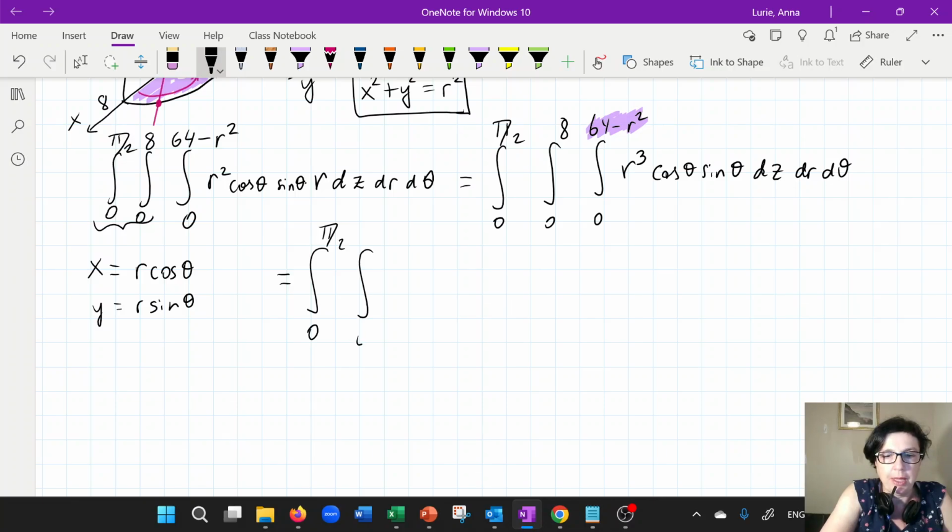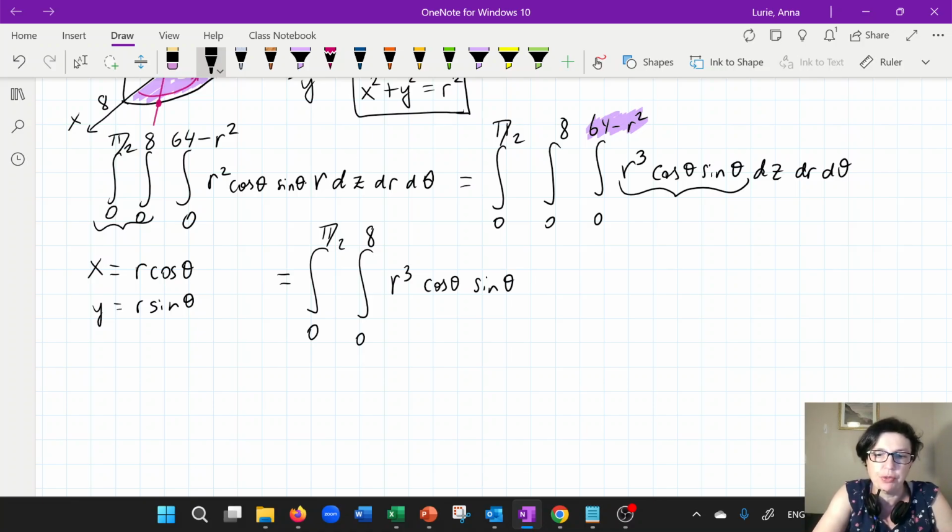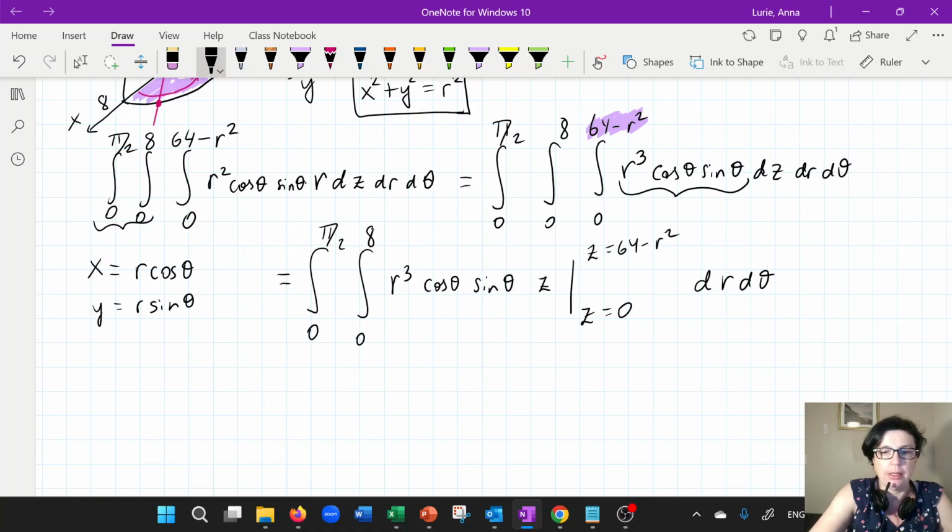Now, this is going to be the inside integral. All of this stuff does not depend on z, so you can think of it as a constant, and so we're just going to rewrite it and multiply it by z. Just like integrating 5 will produce 5z, integrating r cubed cosine theta sine theta will also produce r cubed cosine theta sine theta z. Okay, and then we substitute. Very important to write for what you are substituting, because you now have 3 different variables. So this is z equals 0, z equals 64 minus r squared. Okay, and then since I already integrated z, this will be dr d theta.